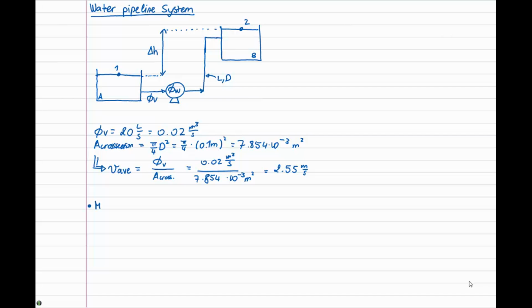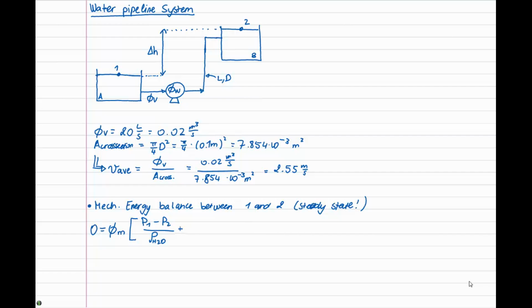Next, we are asked to calculate the required pump capacity, which we can find using a mechanical energy balance. It's a steady state, so the left side of the equality sign will be 0. So we start off by writing down the general form of the mechanical energy balance. We have the pressure term, the velocity term, the potential energy term, then the pump capacity, and the term of the energy loss due to friction.